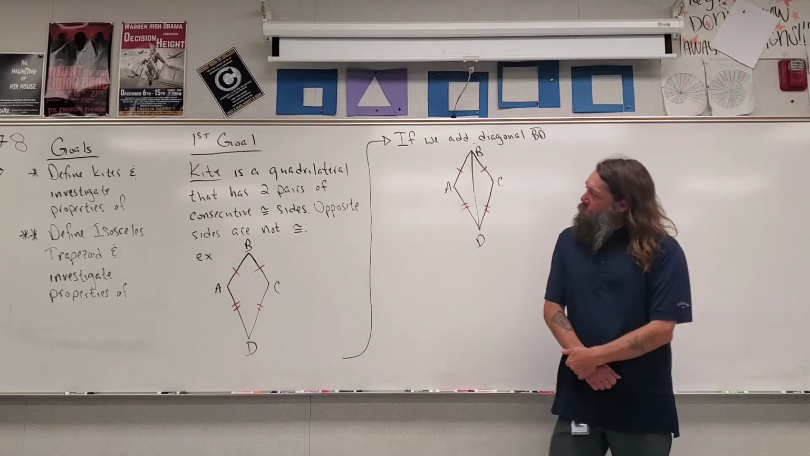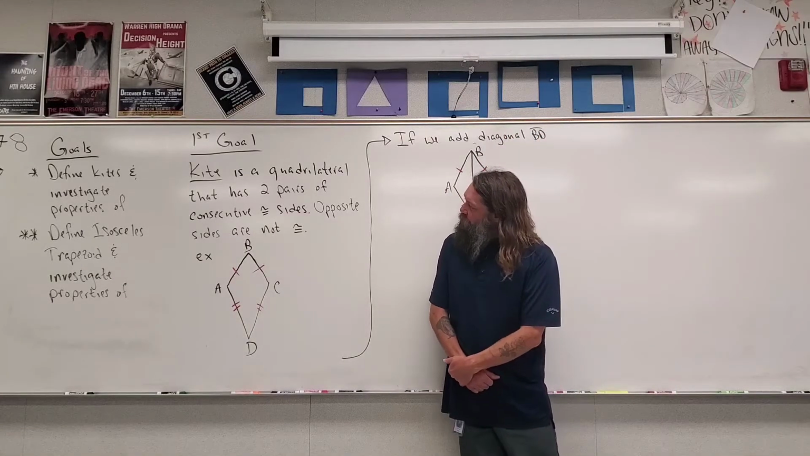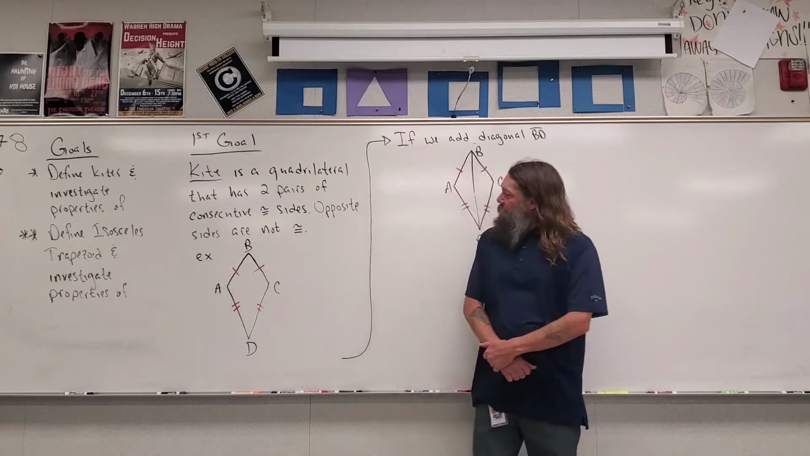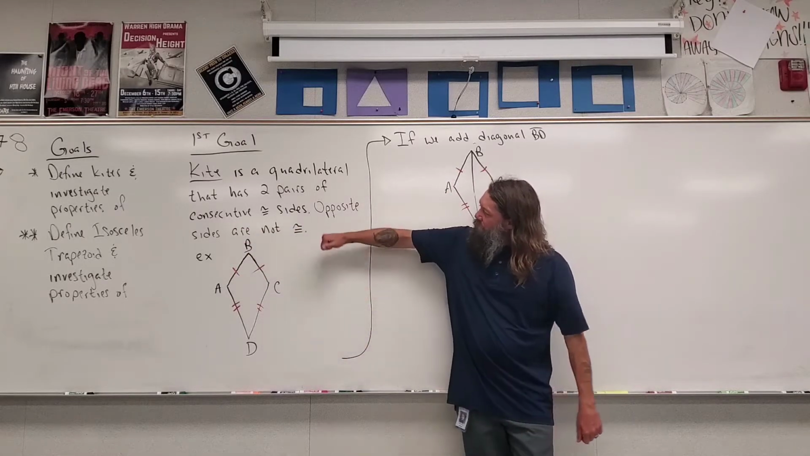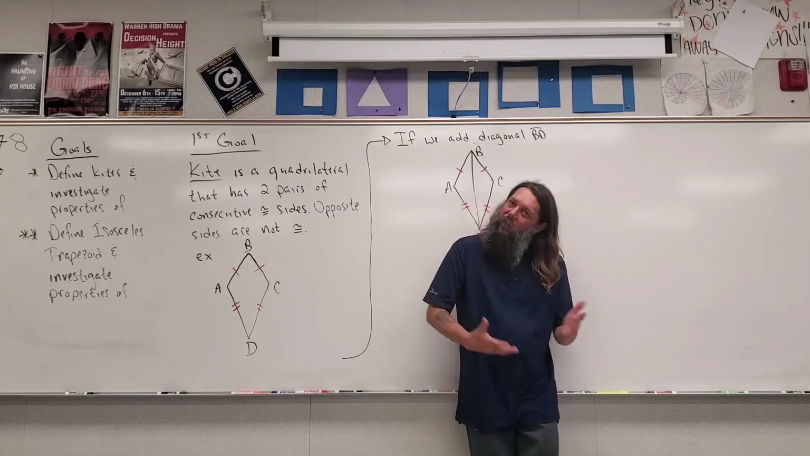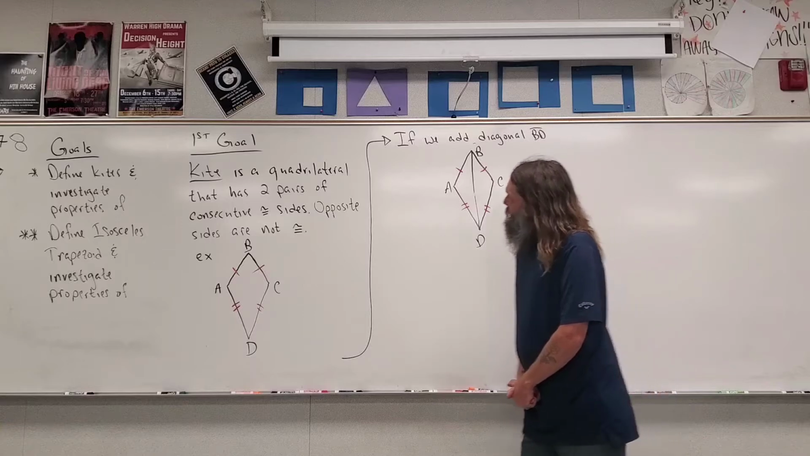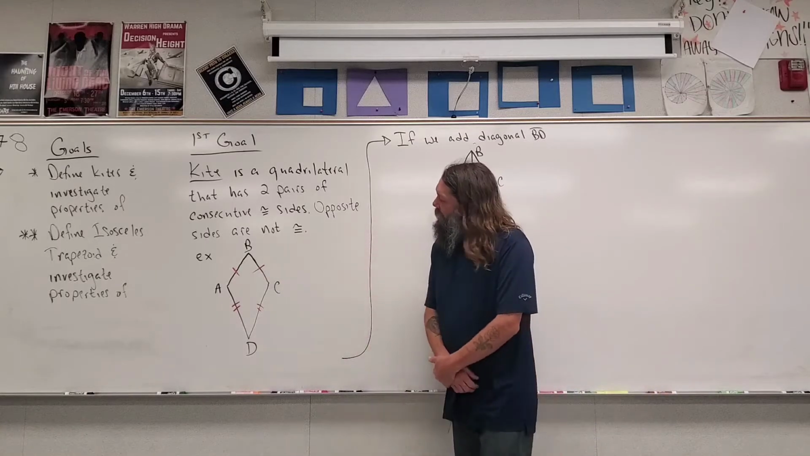A kite is a quadrilateral that has 2 pairs of consecutive congruent sides. Consecutive means in order. Opposite sides are not congruent. If opposite sides were congruent, we'd actually end up with a rhombus, right? Okay, anyways, here's an example of a kite.